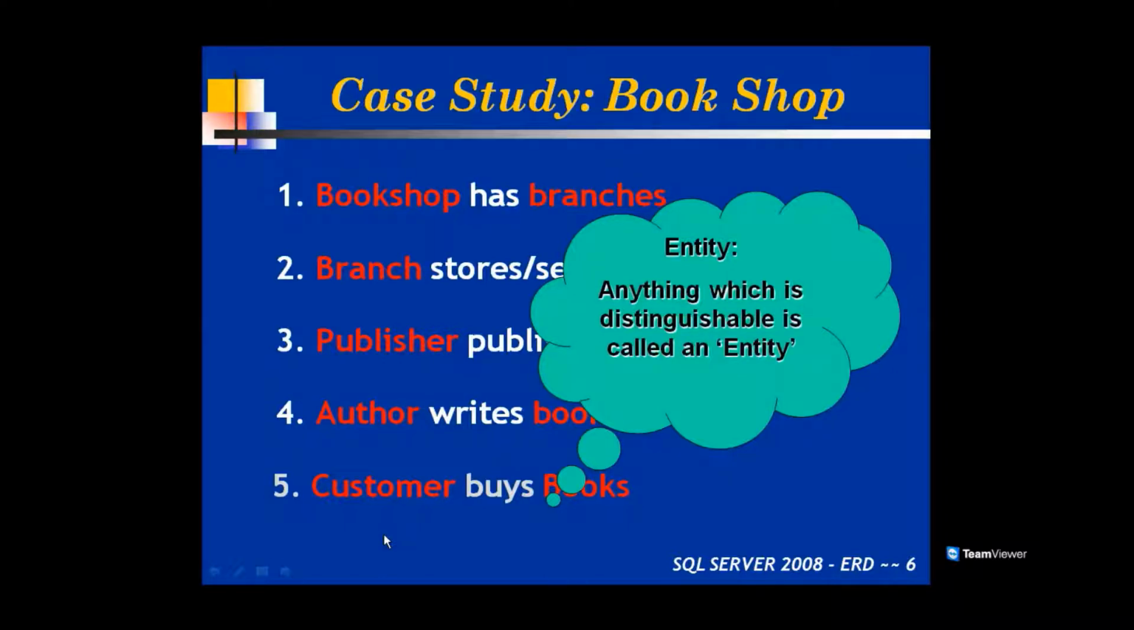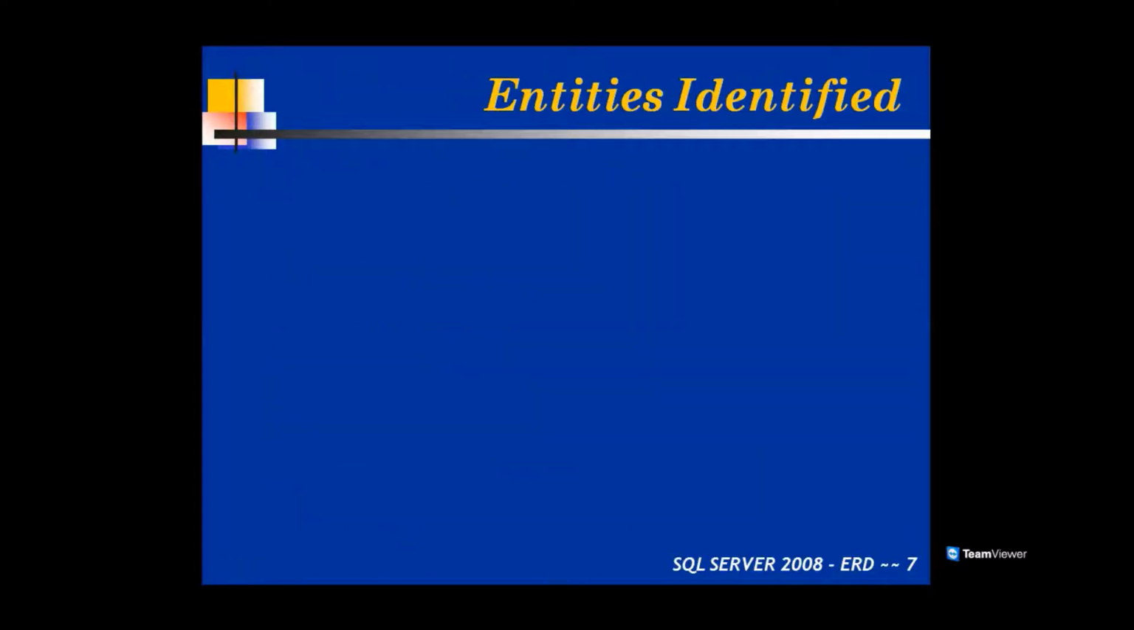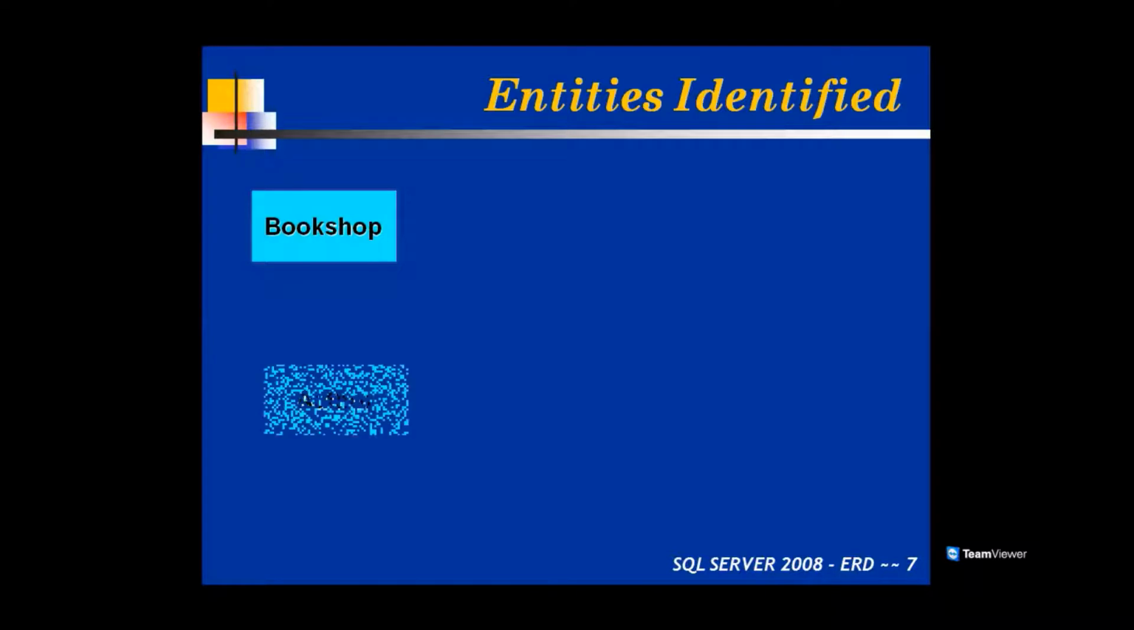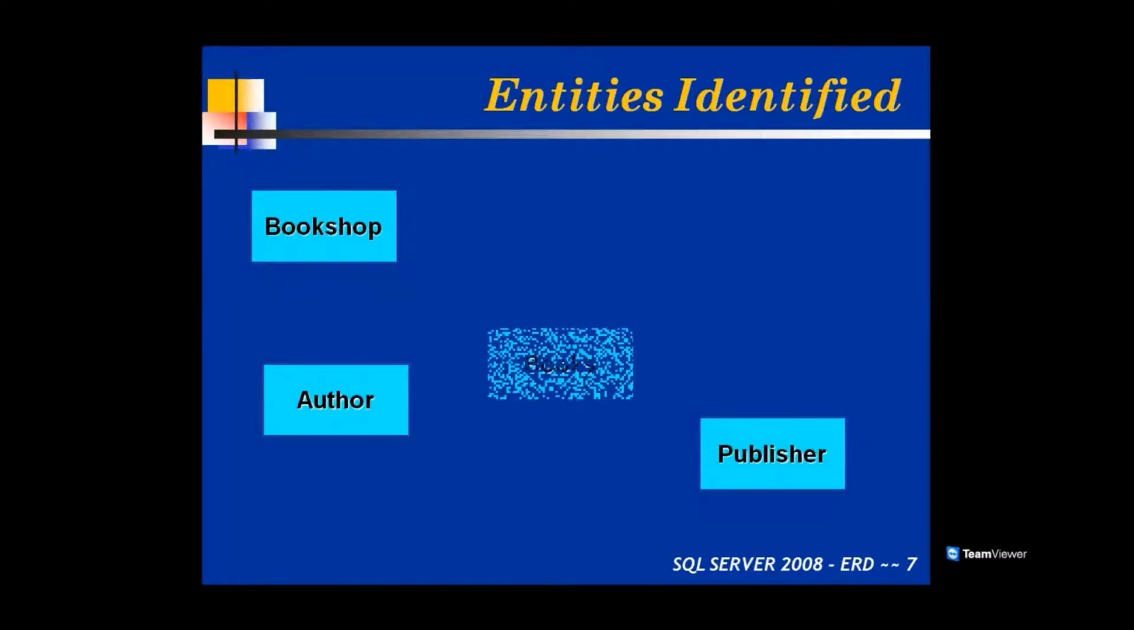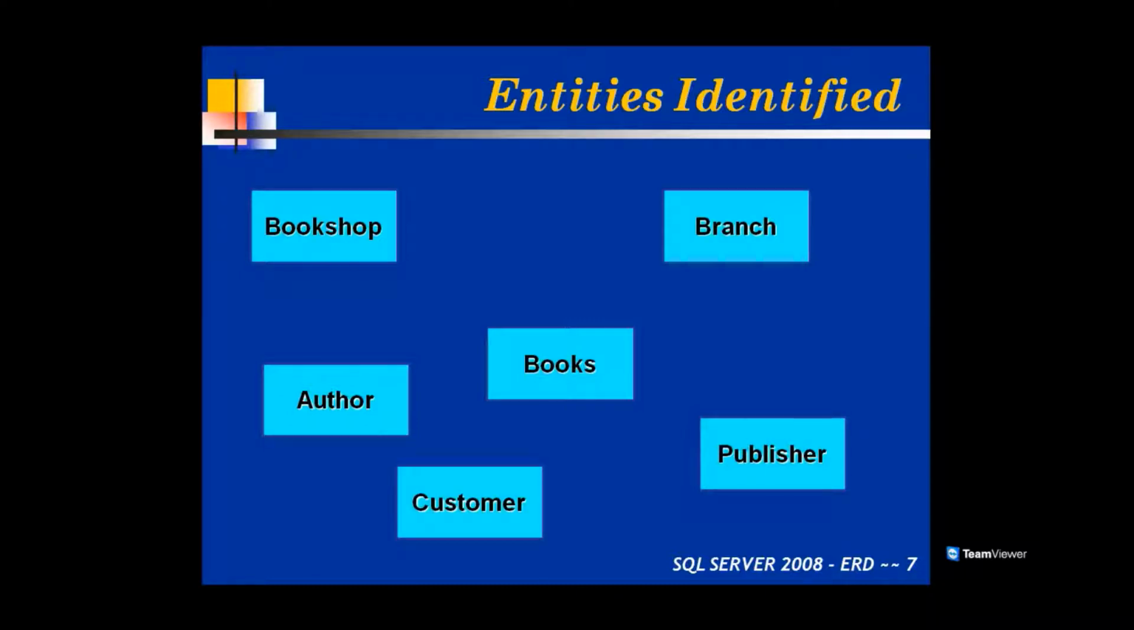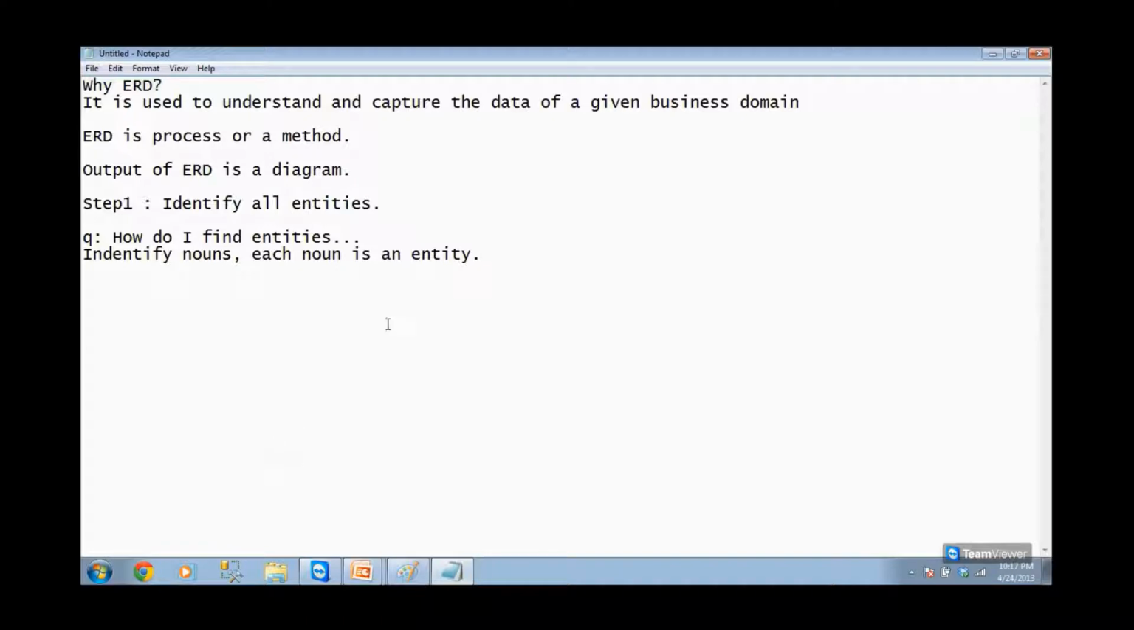How do I do that? You have to identify and start drawing the diagram. Bookshop is a noun, author is a noun, publisher, books, all these are different entities. So in the diagram, all the nouns need to be entities, and entities need to be in rectangle boxes. Okay, so you have to identify. There is no sequence; you can identify anything first, anything next. So there is no sequence as of now. This is step number one: you have to identify all nouns. Okay, once you do that, then you go to step number two. What is step number two?